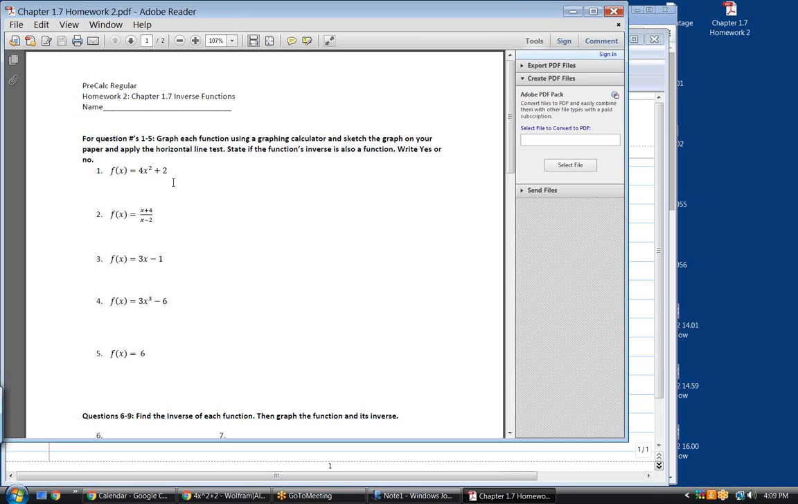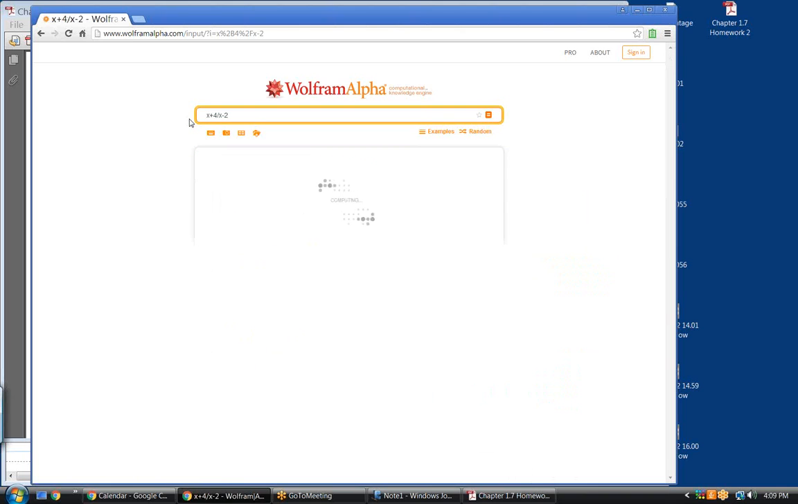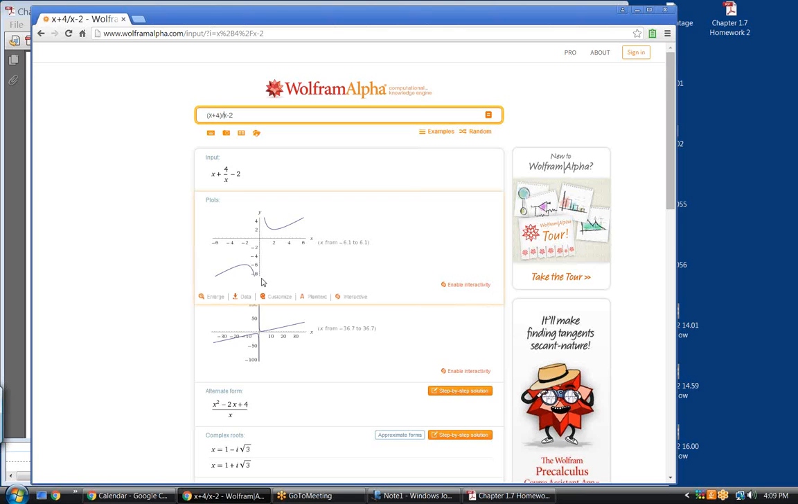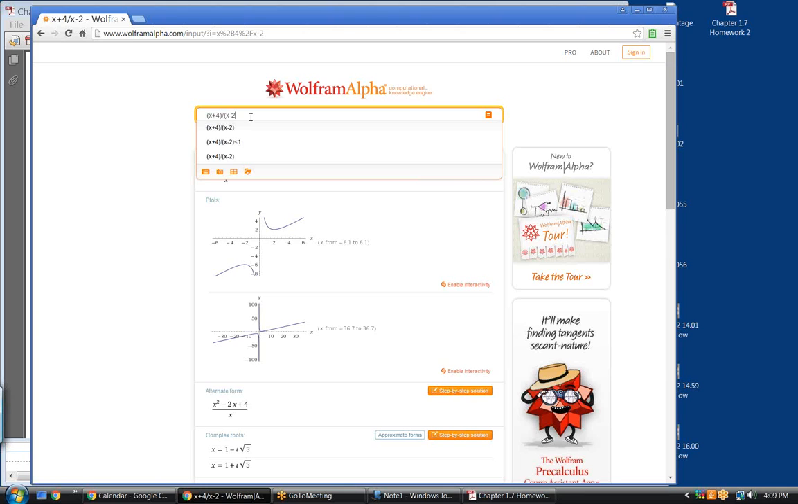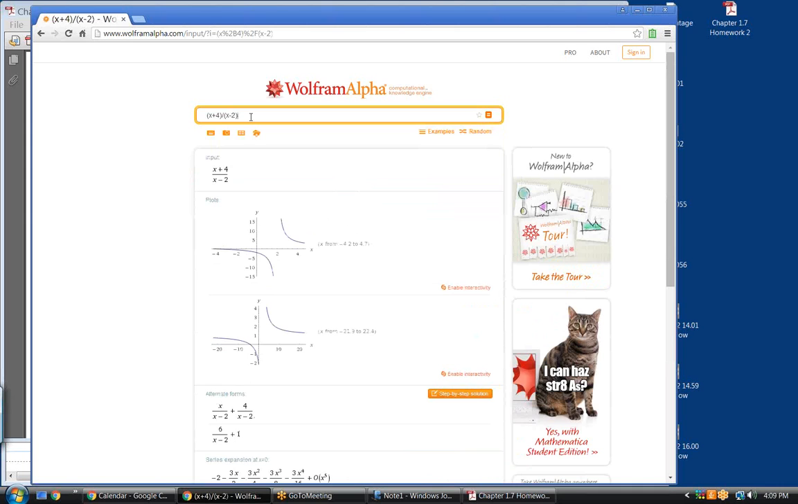Number 2. x plus 4 over x minus 2. x plus 4 divided by x minus 2. I'm going to intentionally make a mistake so you can see. Notice what it did, because I didn't put in the parentheses. I need parentheses there for the numerator, and I also need parentheses for the denominator. Now it'll give me the right function and tell me what function I put in there.